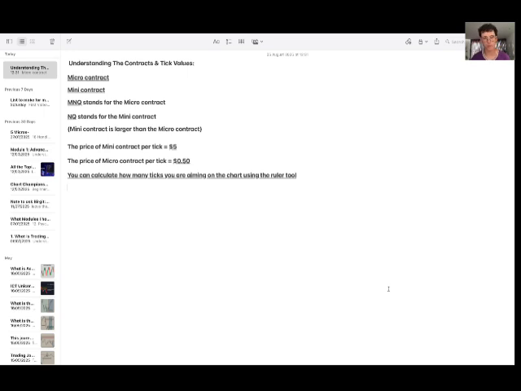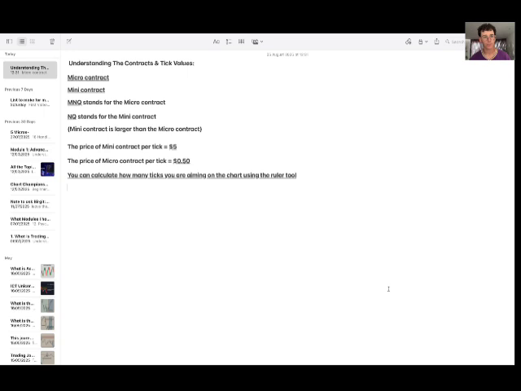So for those who don't know, we have two contracts inside the Nasdaq asset. We are trading the Nasdaq asset, but it has two contracts inside, and particularly we will be trading those two contracts. These contracts have leverage inside them, okay? So there's a price for each contract. We have the micro contract and we have the mini contract.